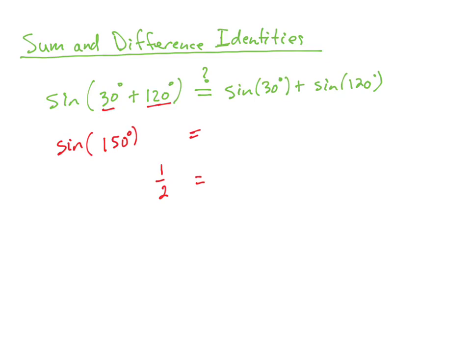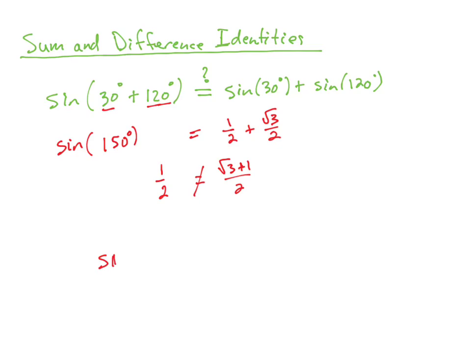On the right hand side, I have sine of 30 degrees, which is positive 1/2, plus sine of 120 degrees, which is square root 3 over 2. So when I add these together, I get root 3 plus 1 divided by 2. So what we can see is that these expressions are not equal.